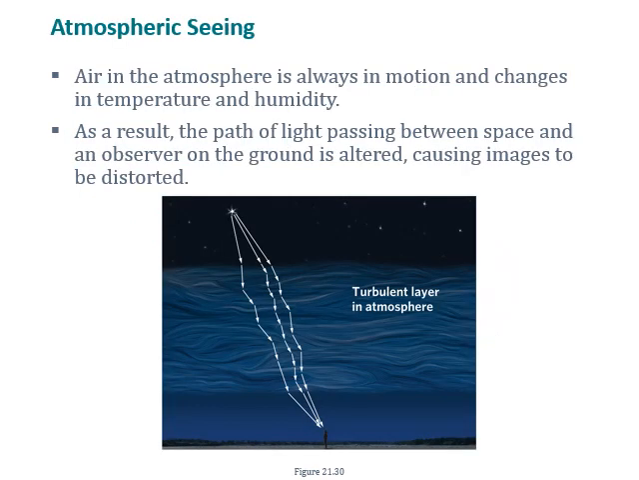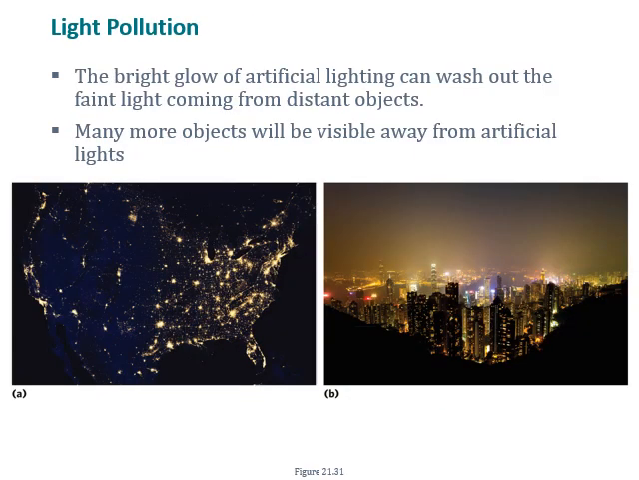Air in the atmosphere is always in motion and changes in temperature and humidity. As a result, the path of light passing between space and an observer on the ground is altered, causing images to be slightly distorted. Additionally, the bright glow of artificial lighting can wash out the faint light coming from distant objects. Many more objects will be visible further away from artificial lights. This density of artificial lighting created by humans is known as light pollution.